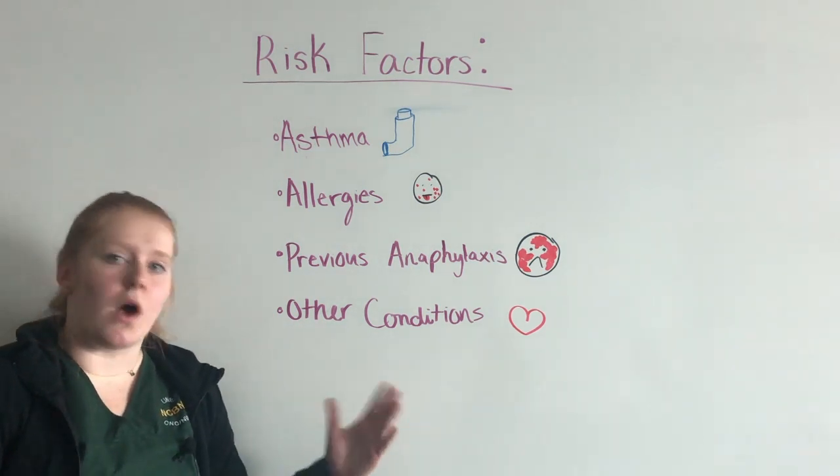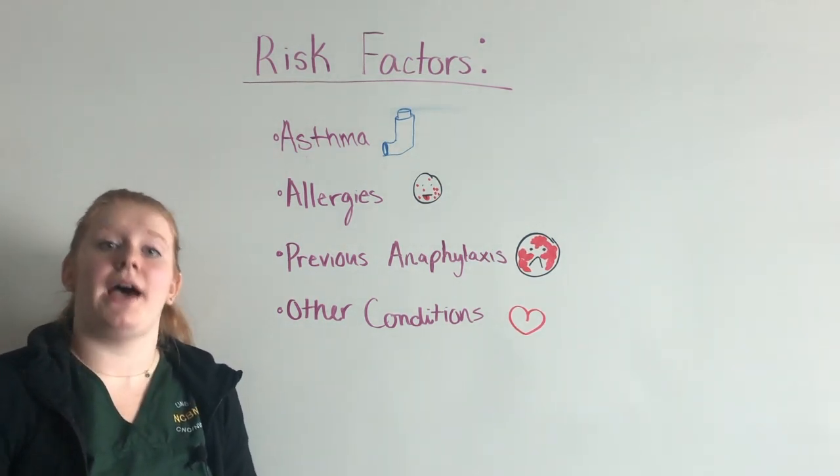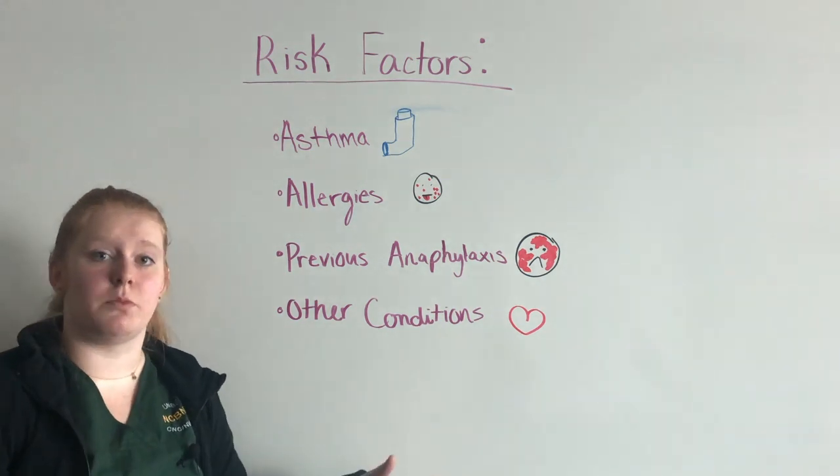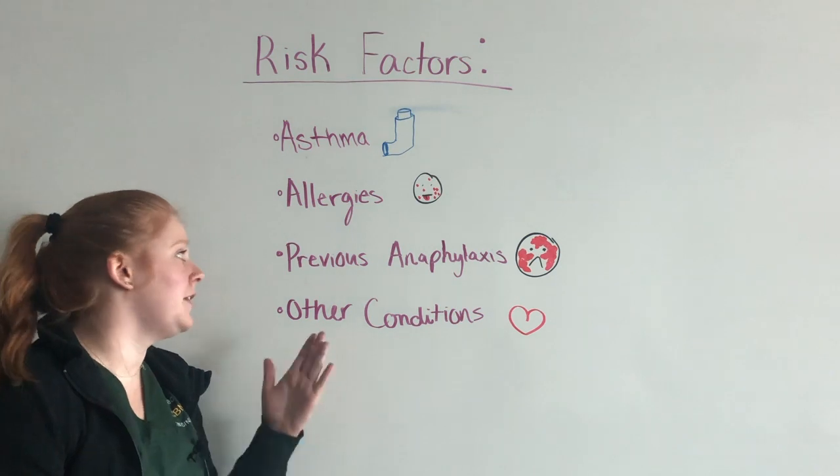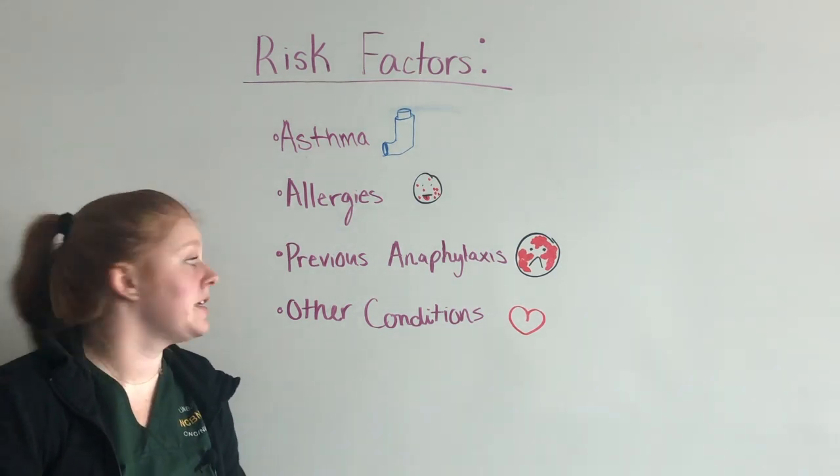Another one is allergies. So obviously, like explained in the pathophysiology, for some allergies, the second exposure to that allergen makes it worse. So that's a risk factor. Another one is previous history of anaphylaxis.